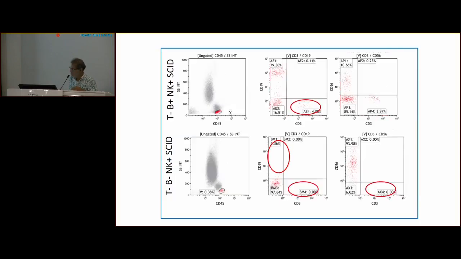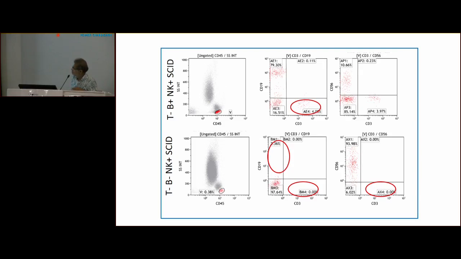So this is another example which is simpler. Again, this is the neutrophil cluster, based on side scatter and CD45. This is your monocytes. These are lymphocytes. You've gated the lymphocytes. And when you see here, there are no T cells, 4%, and B cells are normal, and NK cells are also 10%. So this is a T minus, B plus, NK plus SCID.